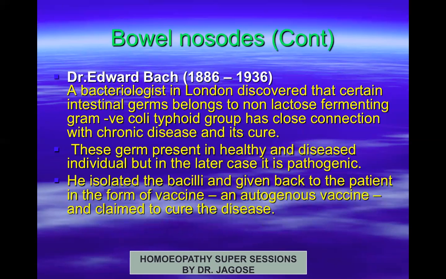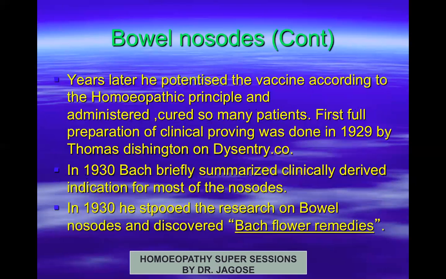Edward Bach, a bacteriologist in London, discovered that certain intestinal germs belong to non-lactose fermenting gram-negative coli. Typhoid group has close connection with such chronic disease and its cure. These germs are present in healthy and diseased individuals, but in the latter case, they are pathogenic. He isolated the bacillus and gave it back to the patient in the form of a vaccine, an autogenous vaccine, and he claimed to cure the disease. Later on, he potentized the vaccine according to homeopathic principles and administered it, curing so many patients.